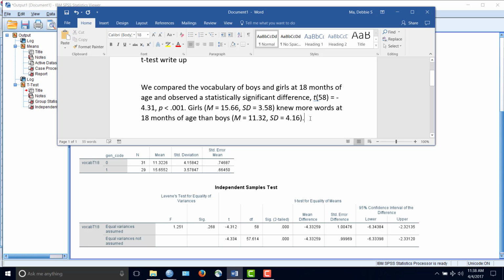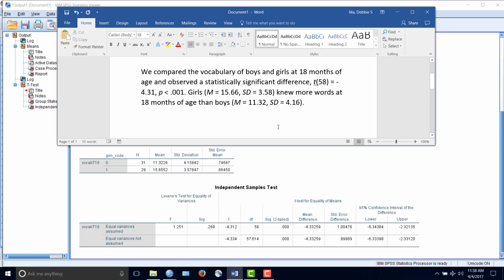Now, if this had been the case where this was not statistically significant, we would say we compared the vocabulary of boys and girls at 18 months of age and did not observe a difference, and the effect was not statistically significant. Or we could say there was no evidence of a difference. And then we would say there was no reason to believe that girls knew a different number of words than boys at 18 months. And then we would again populate that with the means of these two genders.